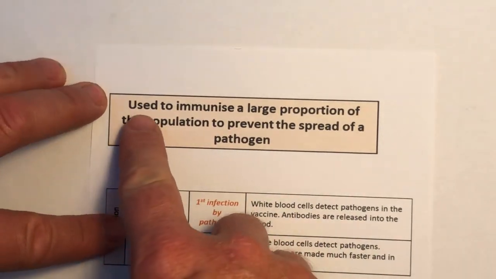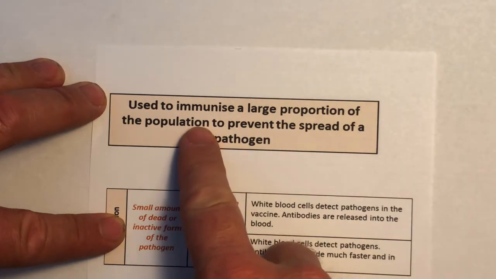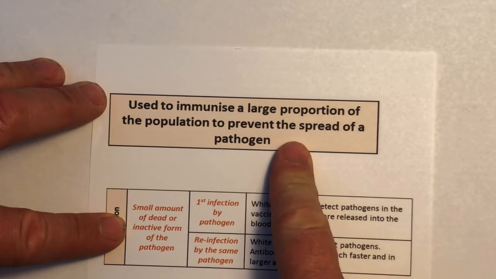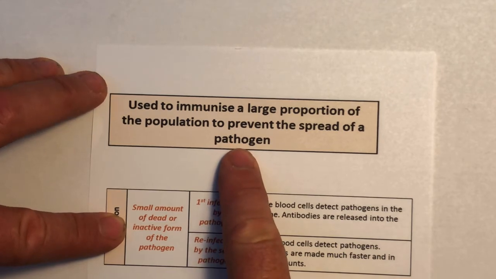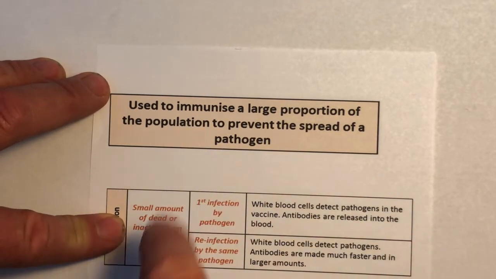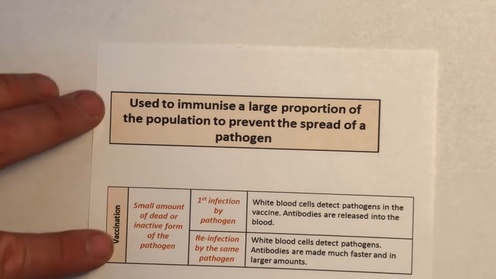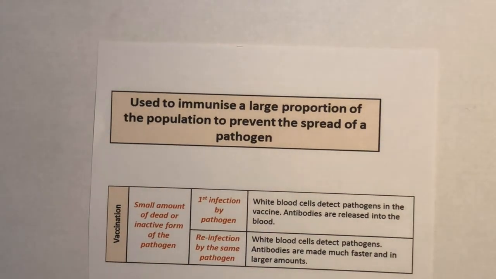A vaccine is used to immunise a large proportion of the population to prevent the spread of a pathogen. So a pathogen is a microorganism that causes a disease. If a large proportion of the population is immune to a disease, then it reduces the possibility of it being transferred. And that was what was talked about right at the very start of this pandemic, which is herd immunity. If there are a lot of people who are immune to something, then very few people will actually catch the disease itself.